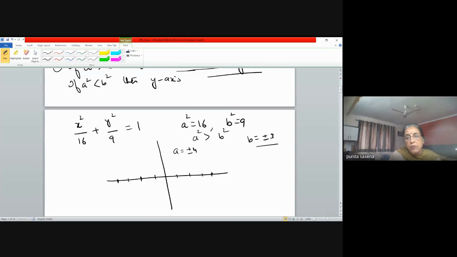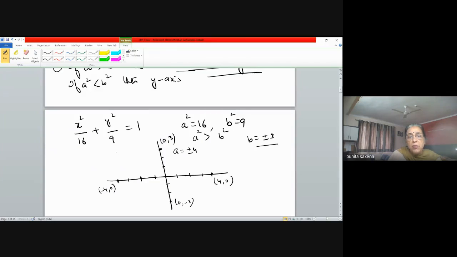Okay, so automatically this point will be what? 40, and this point will be what? Minus 40, right? Similarly, b units up and down the minor axis. And how much is your b? This is 3. So that means this point will be (0, 3), and this point will be (0, minus 3).